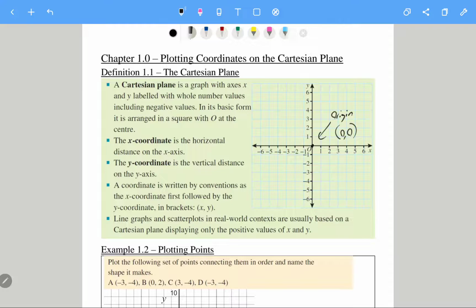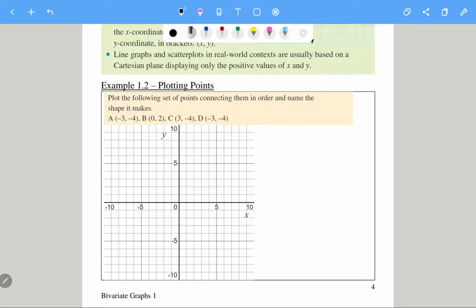To read any other point out, we just have a look at the x-coordinate first, in this case -4, and then we read out the y-coordinate, which is 4. And that would be the point -4, 4. Alrighty, so let's have a go at plotting some points.